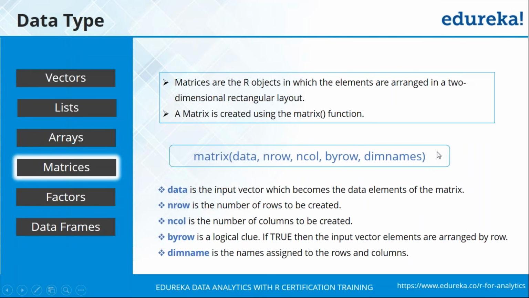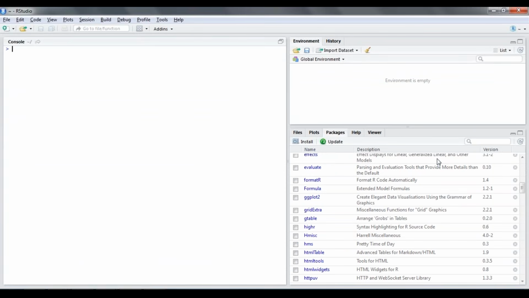So let's go back to our RStudio and try it out. I'm going to create 2 vectors. Let me take the previous state. I'm going to take the same vector and I'm going to modify this vector.